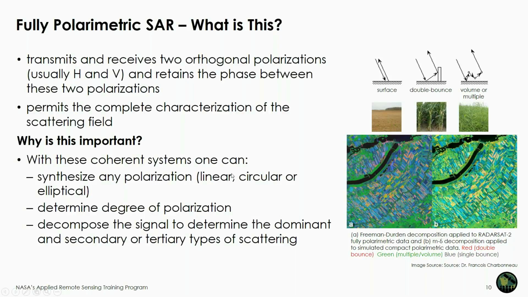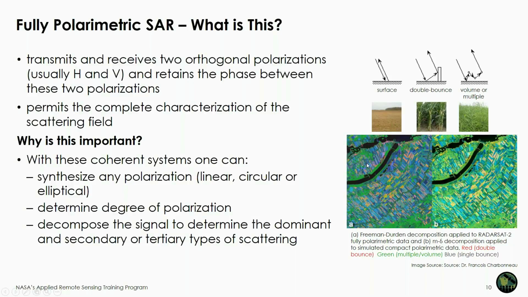So we talked about linear polarizations being what we commonly see on some of our satellite SAR systems, but we can also synthesize circular polarized waves or even elliptically polarized waves if there's an advantage from a target perspective to do so. We can also determine what the degree of polarization is, and that really more relates to how random the scattering is within a target. And we can even decompose the radar signal to determine what type of scattering is occurring.